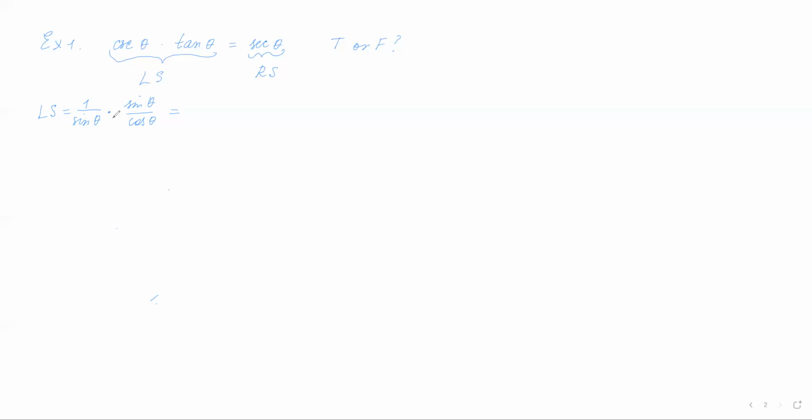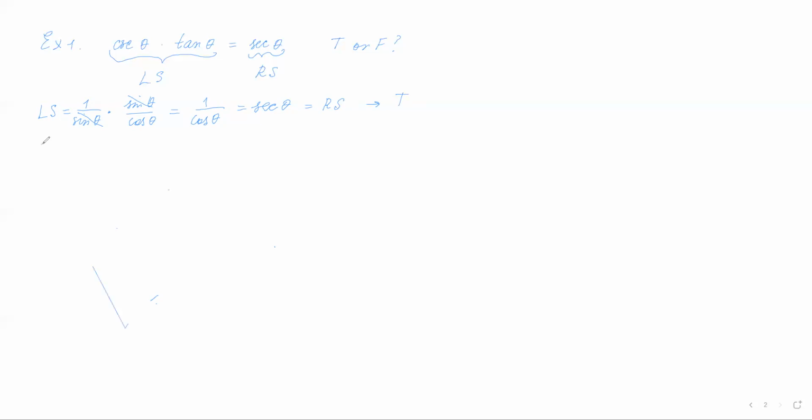So on the left side, I see that sine here and sine here can be canceled, and I have 1 over cosine of theta. We remember from review that 1 over cosine of theta is secant of theta. So we see that our left side simplified is exactly equal to our right side. So you can write down the right side. And if the left side is equal to the right side, the left side is secant and the right side is secant, you can write down that the identity is true. Okay.